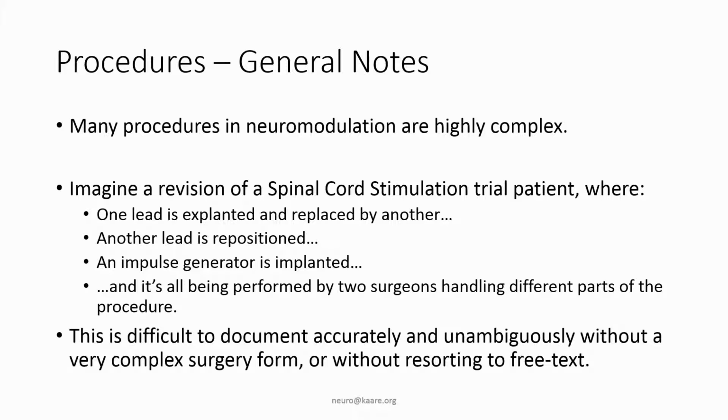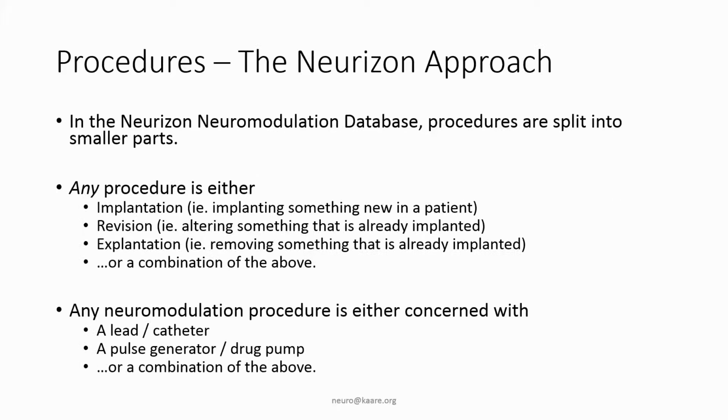This is very difficult to document accurately and unambiguously without a very, very complex surgery form, or even worse, resorting to free text registration. That's a thing we're trying to avoid because it's very hard to analyze, and basically a free text registration is not much better than just writing it down on a piece of paper. In the Neurizon Neuromodulation database, we have chosen the path that we split procedures into smaller parts.